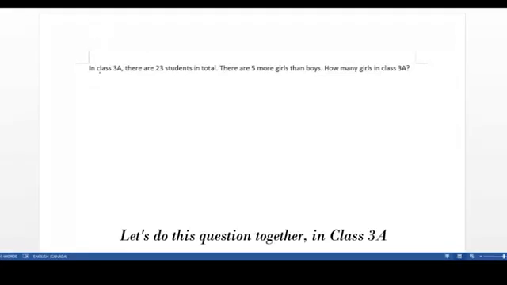Let's do this question together. In class 3A, there are 23 students in total. There are 5 more girls than boys. How many girls in class 3A?